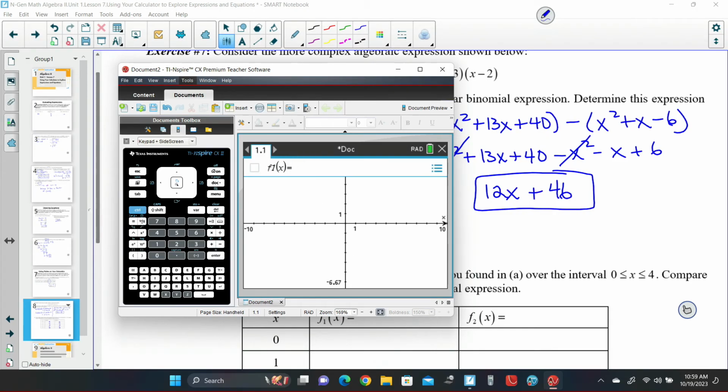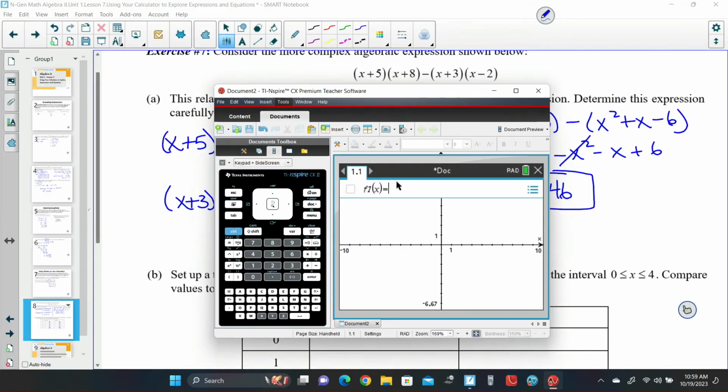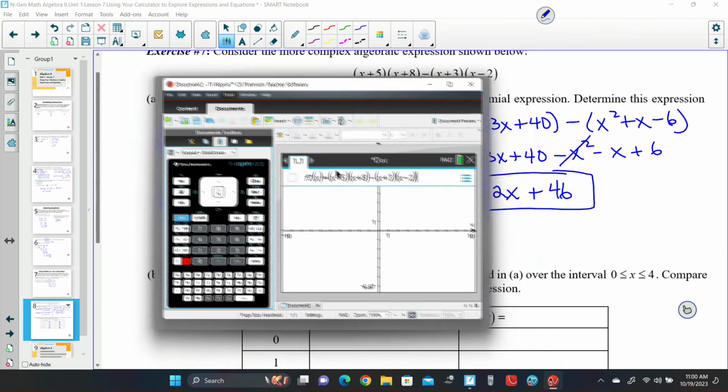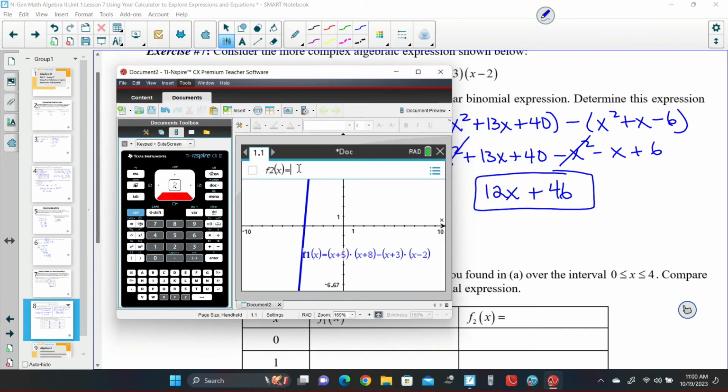All right, so what I'm going to do is for my first function, I'm going to put in that really complicated expression that we started with. X plus 5 times x plus 8 minus x plus 3 times x minus 2. All right, complicated expression in F1, my first function. I hit the down arrow. That brings up F2. This one, I'm going to put in my simpler expression.